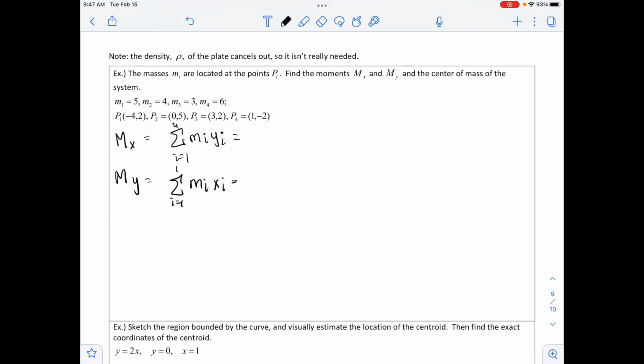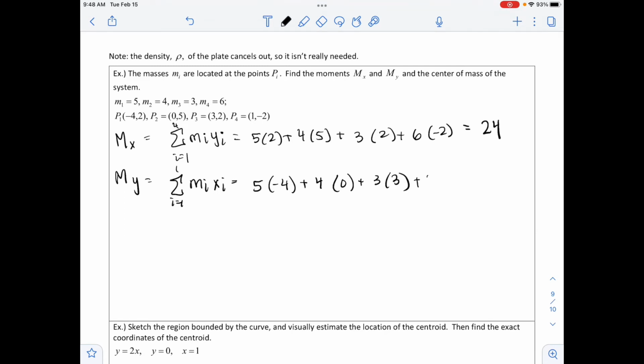For the first one, the mass is 5, and the y value there is 2. Plus the next mass is 4, the y value is 5. Likewise for the other two, we have a mass of 3, y value of 2, and a mass of 6, y value of -2. Working this out, we get 24. Likewise, for m sub y, we have the sum of m i x i. The first mass is 5, the first x value is -4. The second mass is 4, and our x value is 0. The next ones are 3 times 3 and 6 times 1, which works out to be -5.